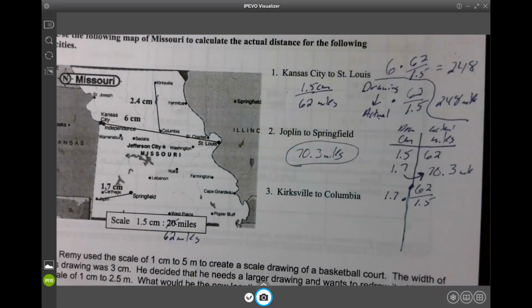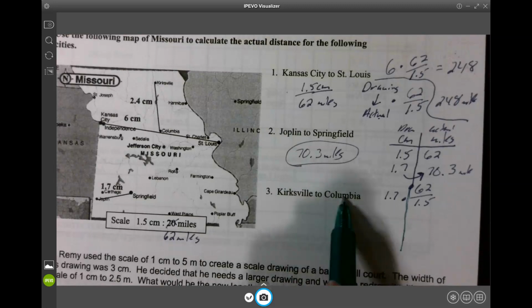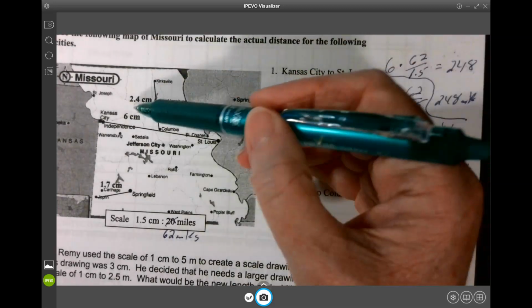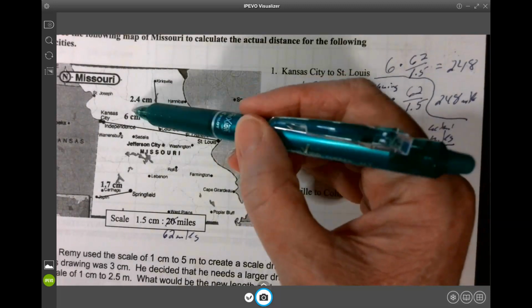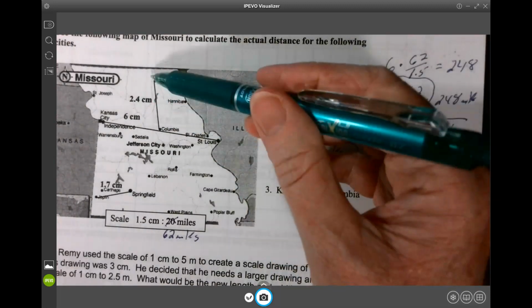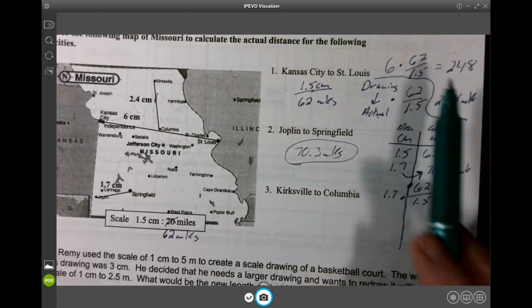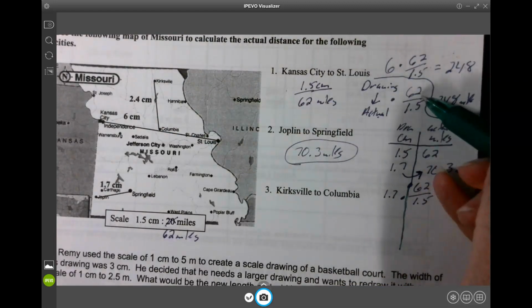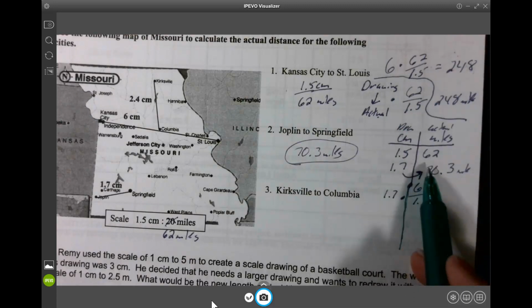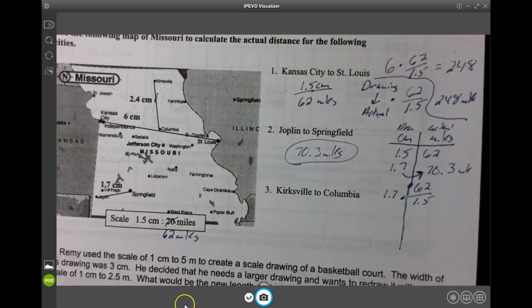So I'd like you to try this one on your own, going from Kirksville to Columbia. And notice that it's going to be 2.4 centimeters on the map. So what would it be in real life from Kirksville to Columbia? And again, you can use the ratio going from drawing to actual, so 62 over 1.5, or you can plug it into the table. So pause now and try it on your own.